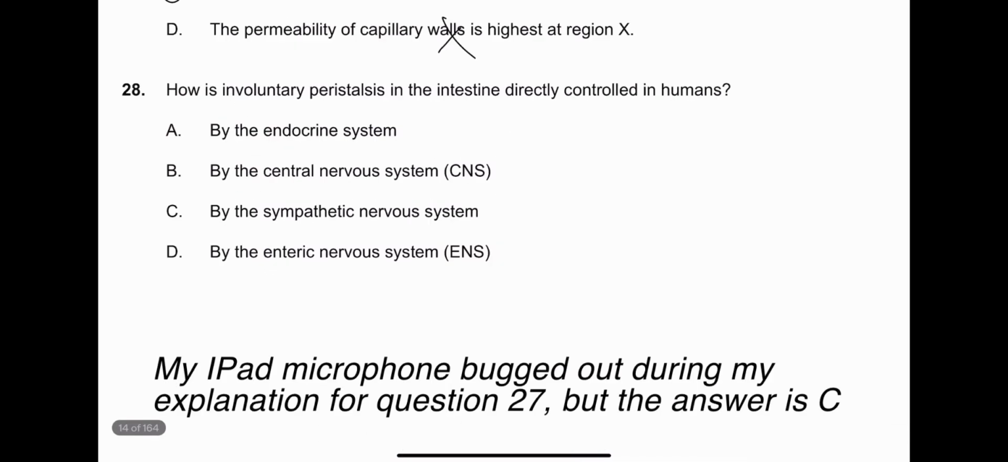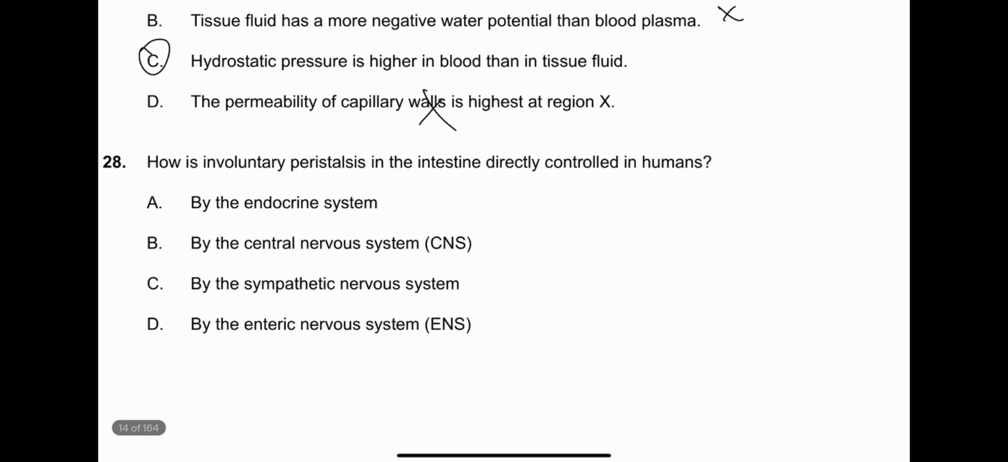Is involuntary peristalsis in the intestine directly controlled by humans? Again, this is just a pure theory question. It's not the endocrine system. It is not the CNS, not the sympathetic nervous system. It is the enteric nervous system, ENS.